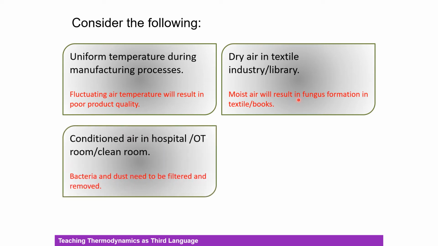Next, we also need conditioned air in hospital or operation theater or in a clean room. So clean room is where you manufacture your integrated circuits, the wafers, all right? So you need very clean air in a clean room where you manufacture wafers. It has to be dust free. Even a single speck of dust which falls onto a wafer can destroy the entire wafer.